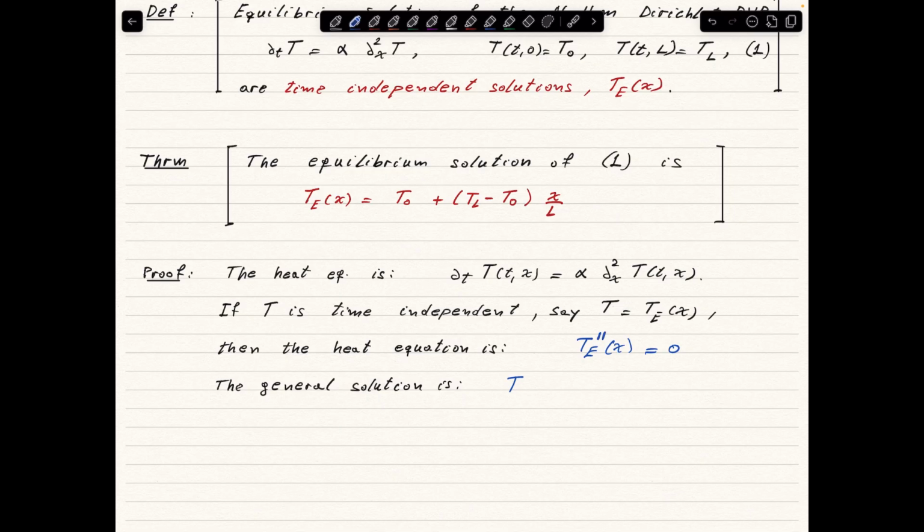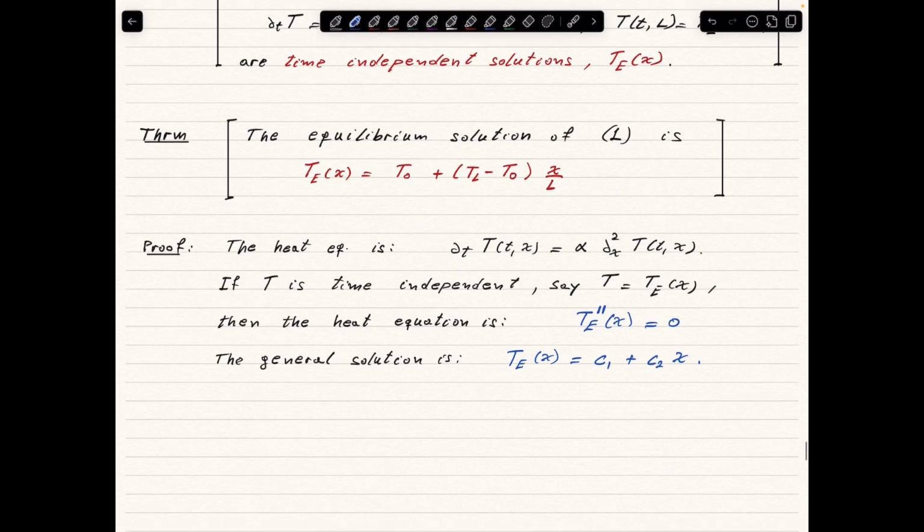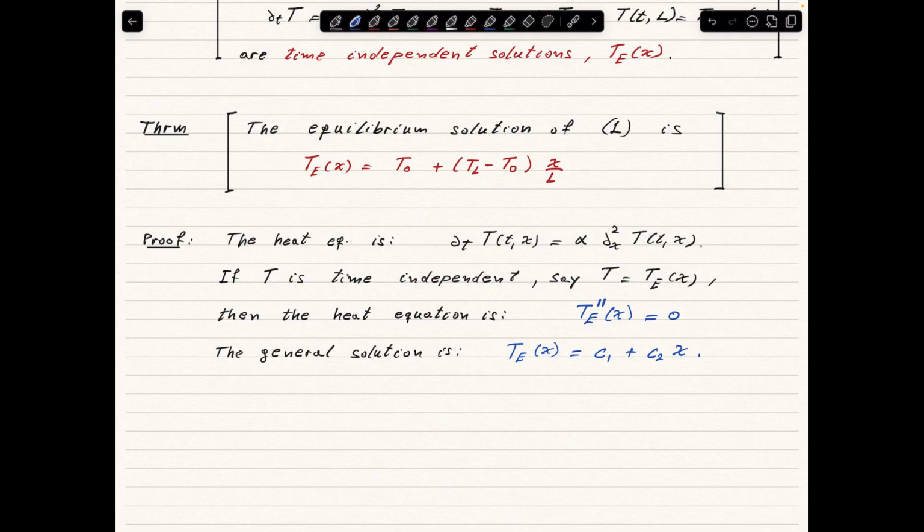So the equilibrium solutions have to be linear functions of x, that we are going to write as C1 plus C2x. And now we have the boundary conditions. So if we put the boundary condition here at 0, this is the equilibrium solution at 0. Well, we evaluate here, and x is 0, so we are going to have C1. So obviously C1 has to be the temperature on the 0 side of the bar.